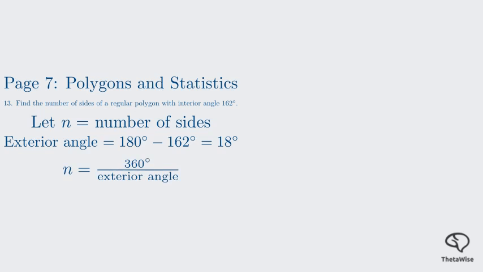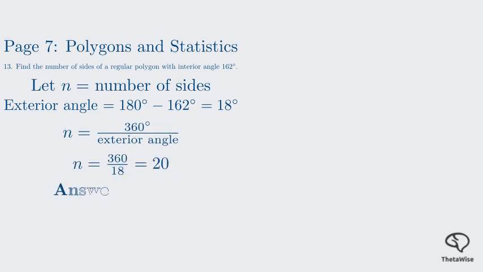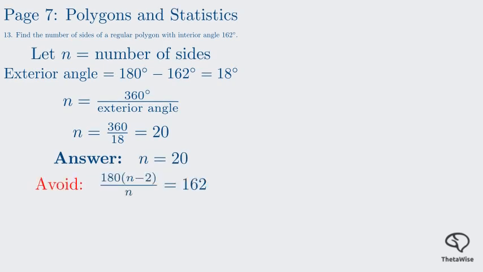360 divided by 18 is 20. The polygon has 20 sides. A common mistake is trying to use the interior angle formula, 180 times n minus 2 all over n, which involves much harder algebra. The exterior angle method is almost always faster.